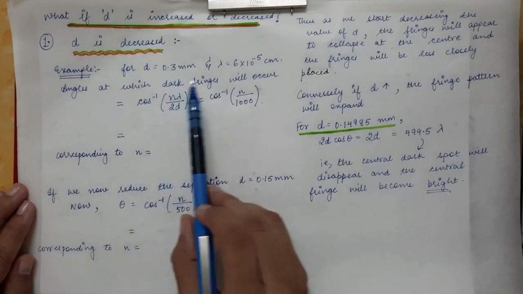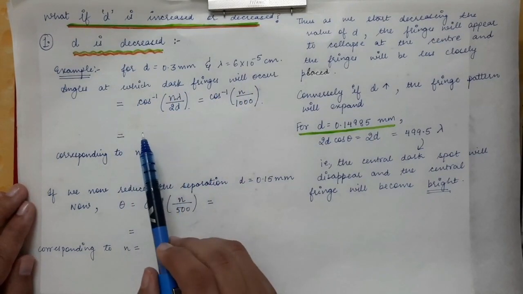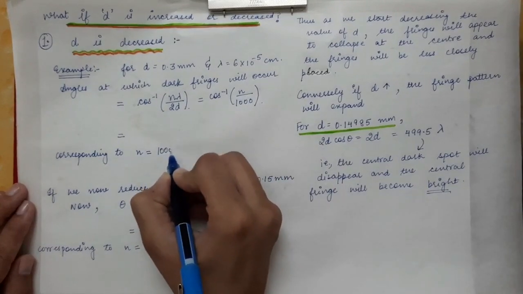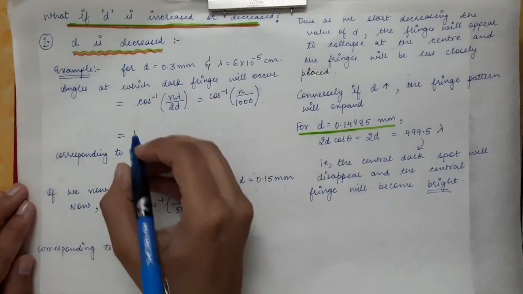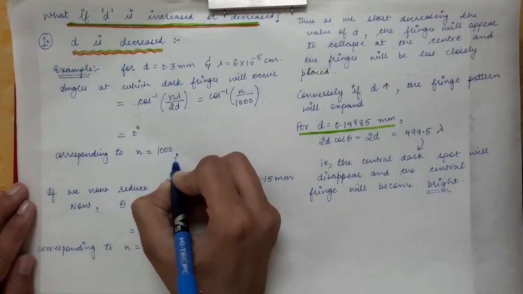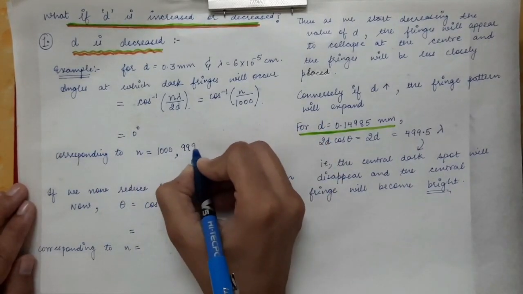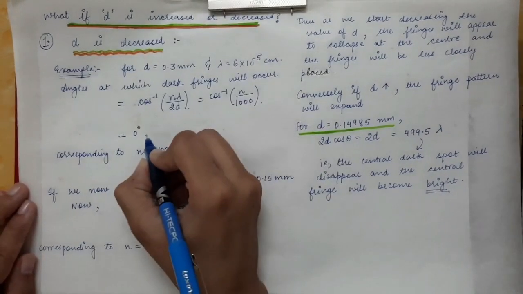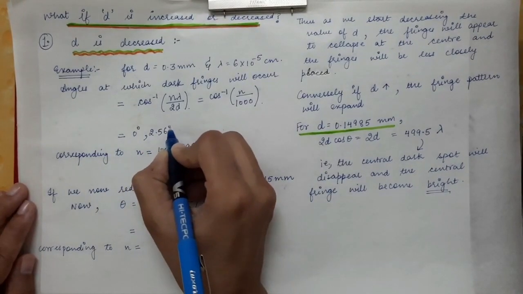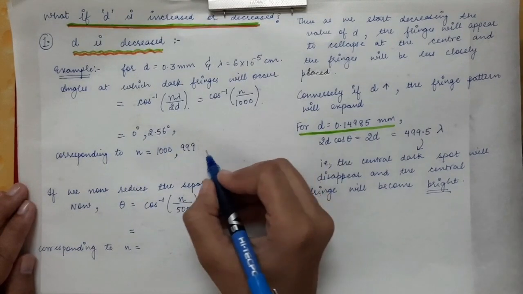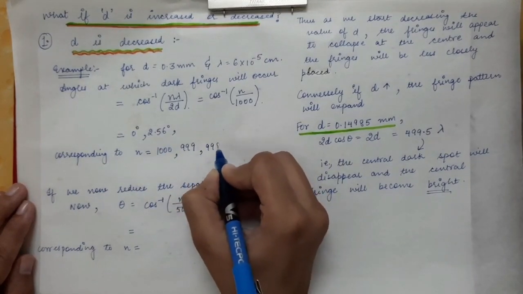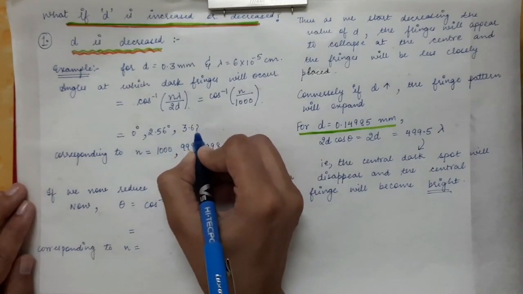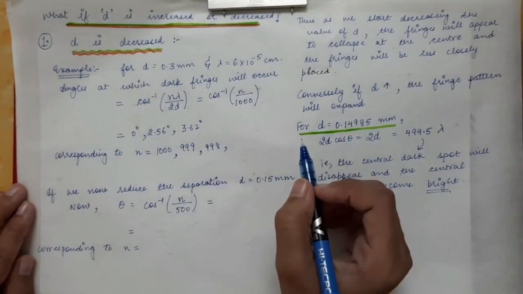So the angles at which the dark fringes will occur will be, first of all, for n equal to 1000, theta will be equal to 0 degrees. Then for n equal to 999, theta will be equal to 2.56 degrees, and when n is equal to 998, theta will be equal to 3.62 degrees. So you can calculate this.